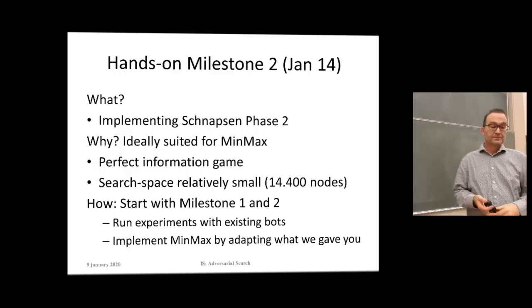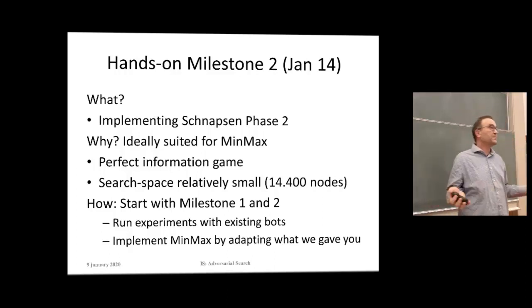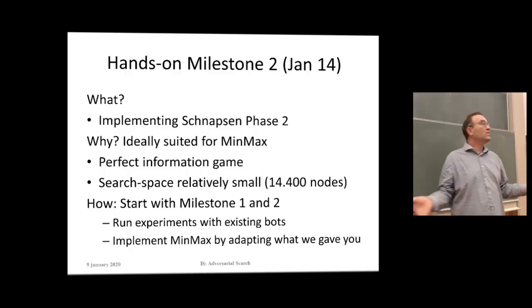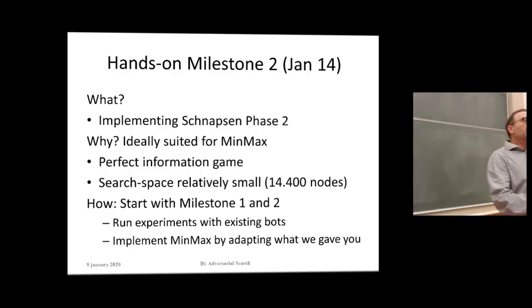And it's a perfect information game. It has relatively few nodes, namely only 14,400, because we have 10 cards that are played. In the first, both have 5 cards. In the second, both have 4 cards. In the third, both have 3 cards. So it is 5 factorial times 5 factorial, as we calculate, 120 times 120 is 14,400.